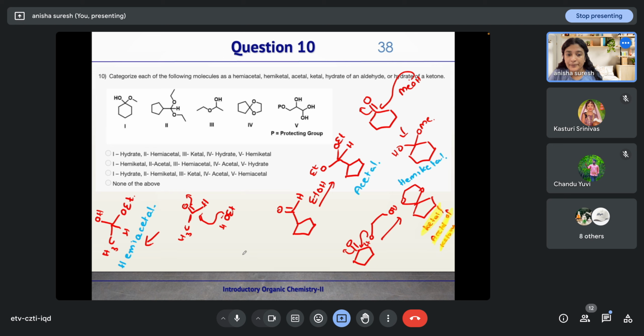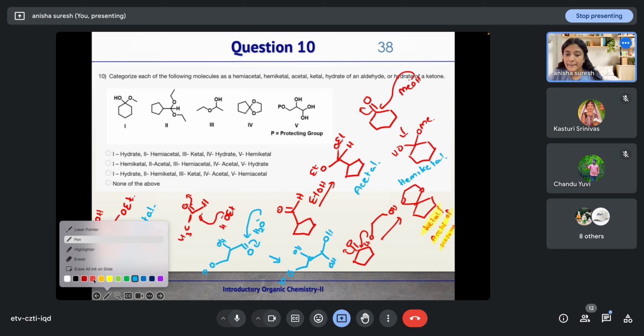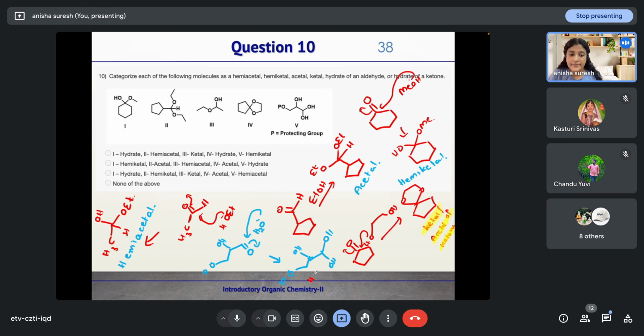Next one is a ketone with a double bond to O, and water is adding, and it will lead to formation of OH OH. So this is hydrate. This is what is known as hydrate.